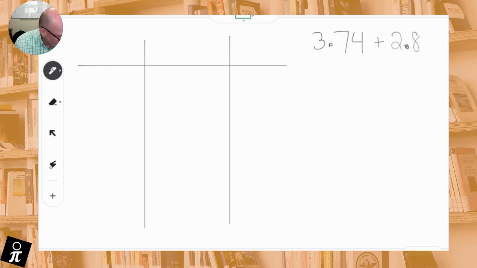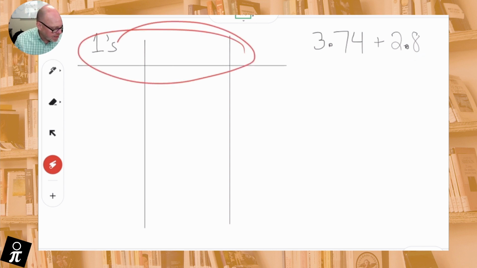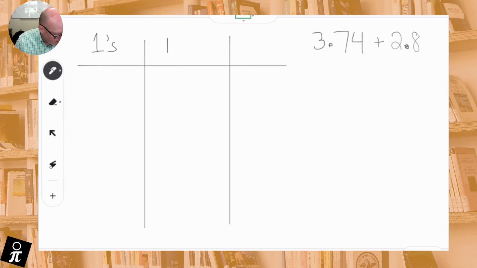So first off, what are the place values? Based on what's going on over here, I've got ones, tens, and hundreds. I've got ones and tens. So that means my place value chart has to have ones. I said tens, I meant tenths, and hundredths. Ones, tenths, and hundredths.